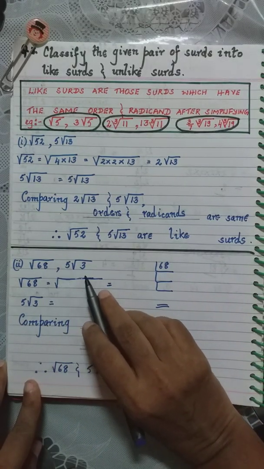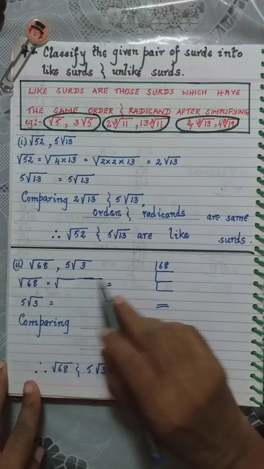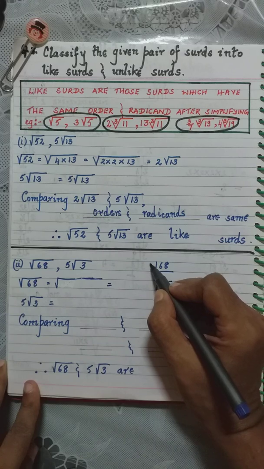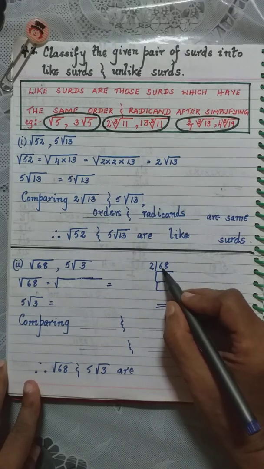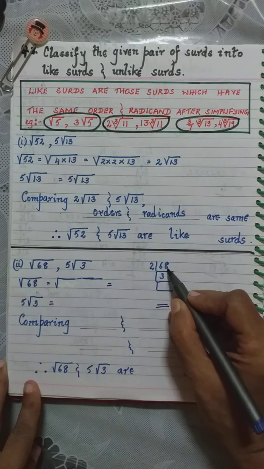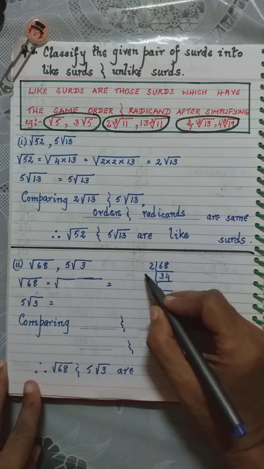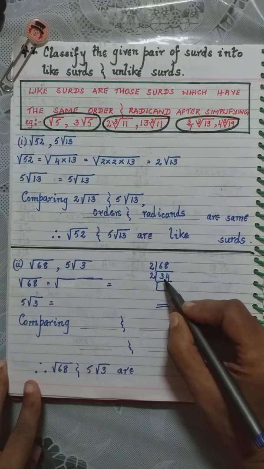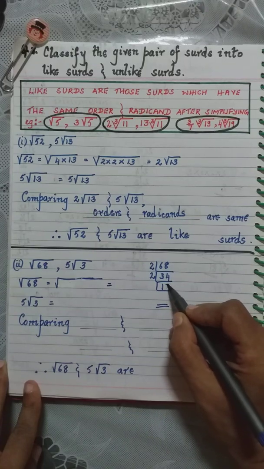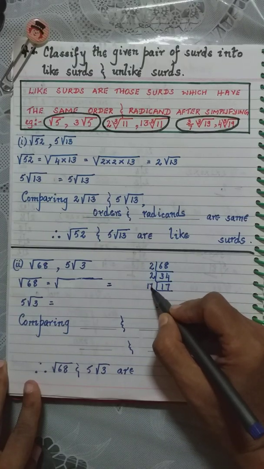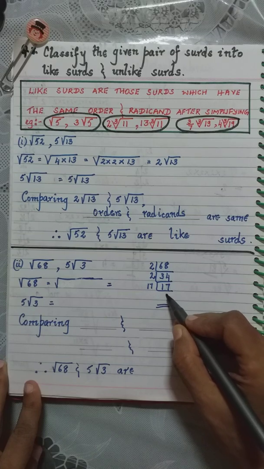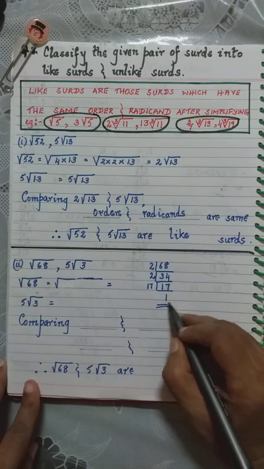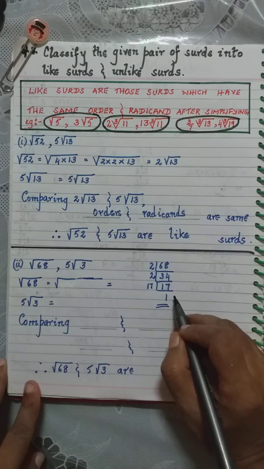Okay, we'll go to the next question now. Root 68 and 5 root 3. We divide here root 68, starting with the smallest prime factor 2. 2 goes in 6 3 times, in 8 4 times. Again 2 goes in this, we know 2 into 17 is 34. So we write here 17, and 17 goes in 17 one time. Why do we directly write 17? Because we know that 17 is a prime number.